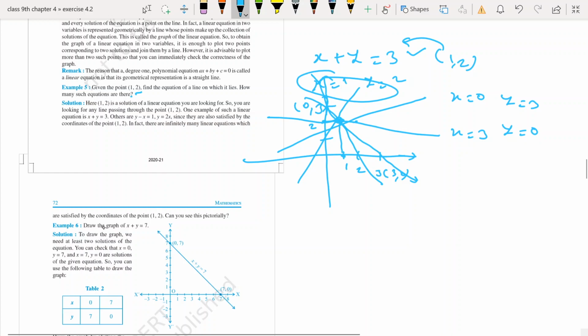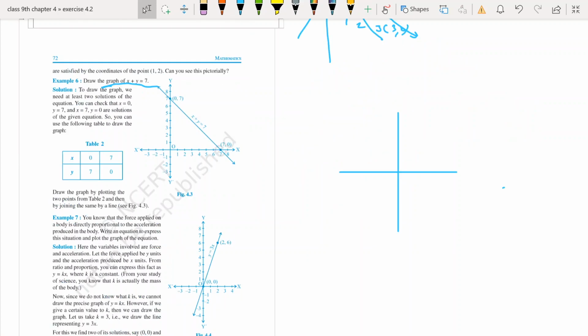Now we move to example number 6. Example number 6 says draw the graph of x plus y equal to 7. This is the equation x plus y equal to 7. First of all, we will have to find out the points or coordinates. So for this, x equal to 0, y equal to 7, and y equal to 0, x equal to 7. We have got 2 points: (0, 7) and the next point (7, 0).